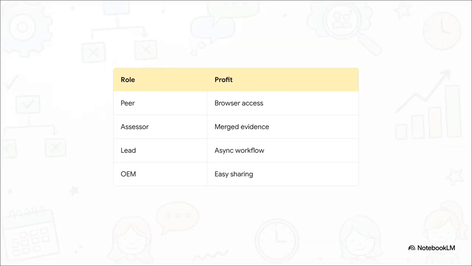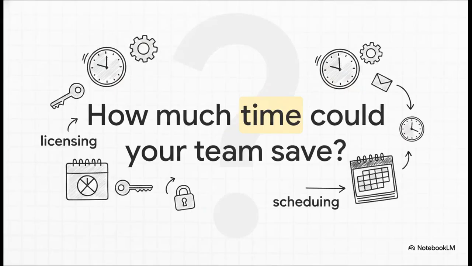4 vital roles, 4 huge advantages. Everyone profits, all working in one unified, totally frictionless workflow. So how much time could your team save if licensing and scheduling headaches just completely vanished?